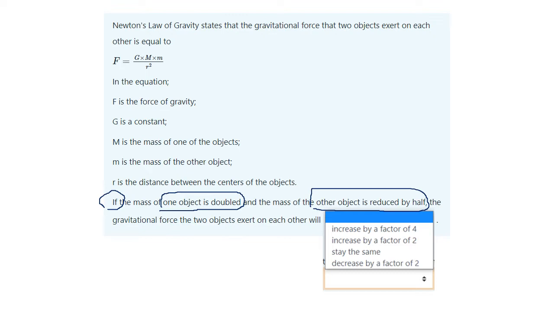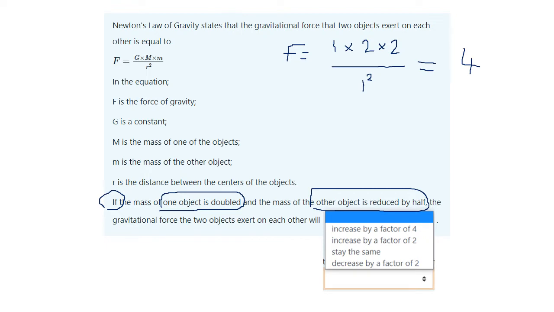So let's just put in some numbers. So the force is equal to the constant. Let's say the constant is 1 times, at the beginning, let's have 2 and 2 divided by, let's say the distance is 1 because we can work with this number very easily. So 1 times 2 is 2 times 2 is 4 divided by 1 is 4.